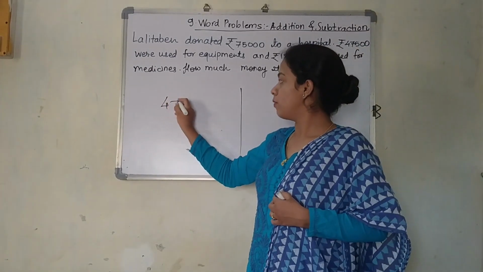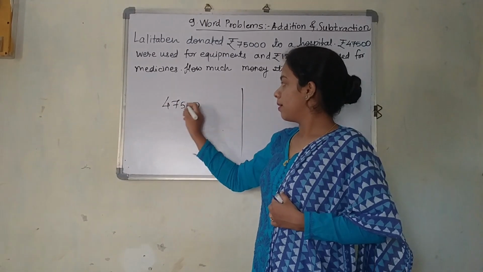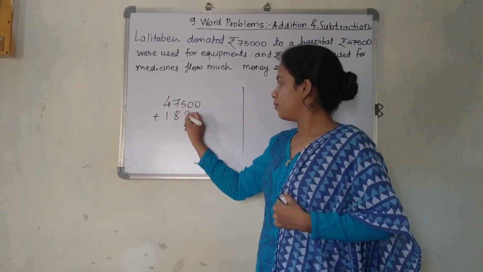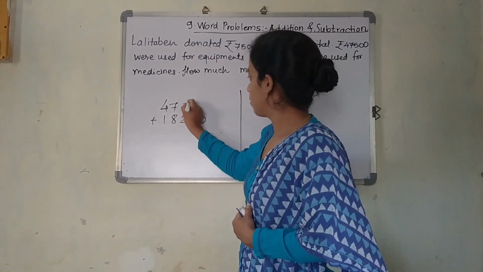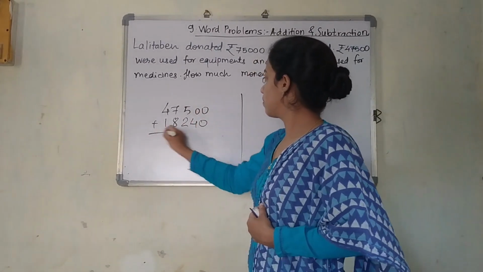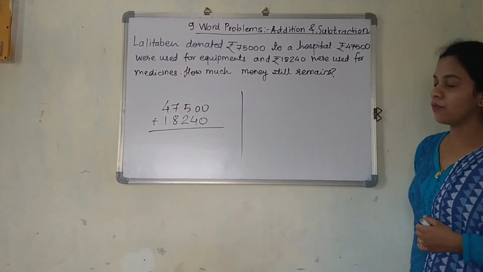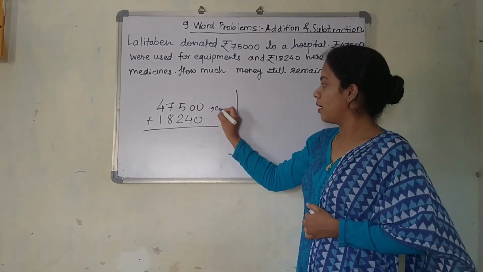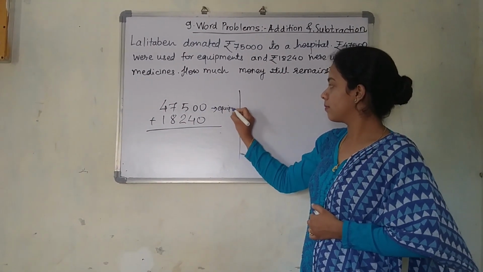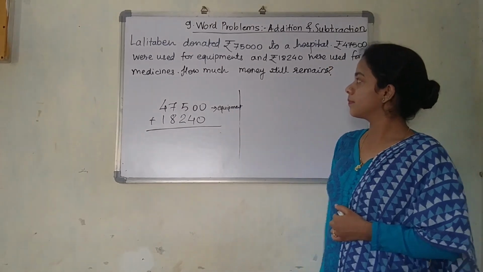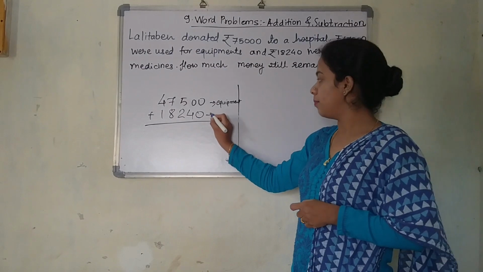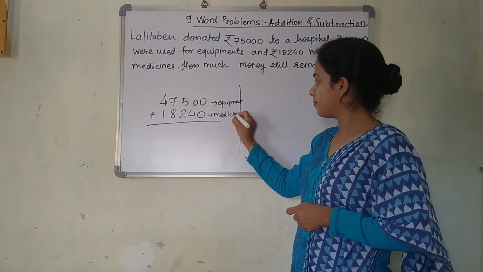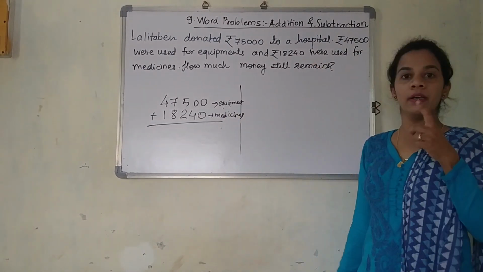47,500. How much money was spent, that we will see first. Plus 18,240. I hope I have written the numbers correctly. Yes. So this was used for what? Equipment. And the next one, 18,240, was used for what? Medicines. So now we are going to add them.